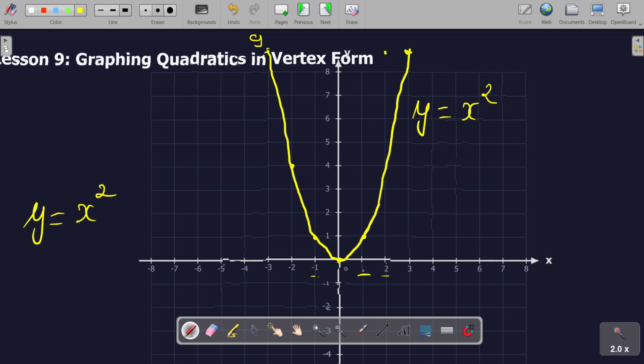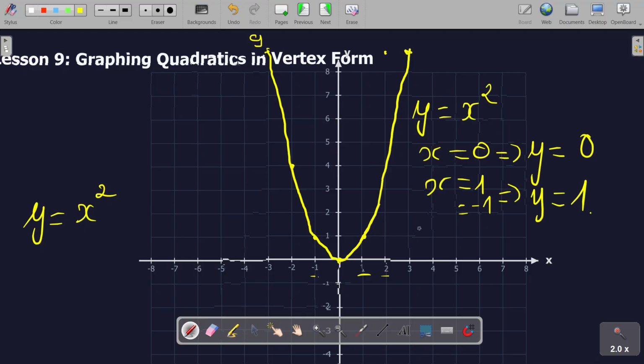Now when x is 0, then y will be 0, of course. When x is 1 or -1, it doesn't really matter, then y will be 1. The same thing happens when x is 2, then y is 4, as you can see at these points. And this U-shaped curve is called a parabola. Every quadratic we ever graph is just a transformed version of this shape.